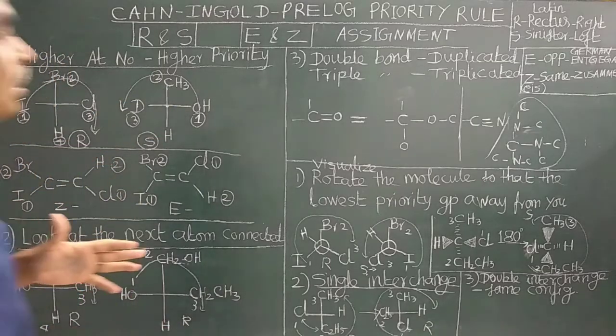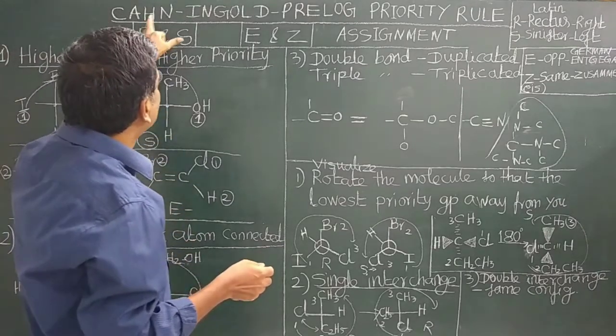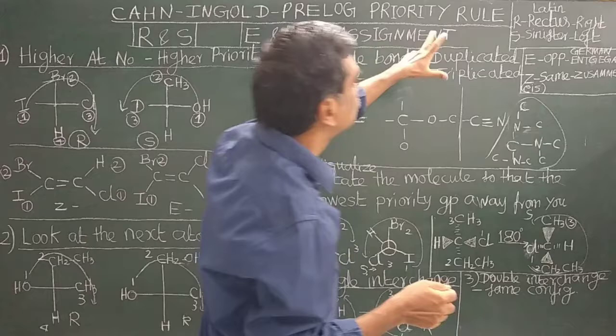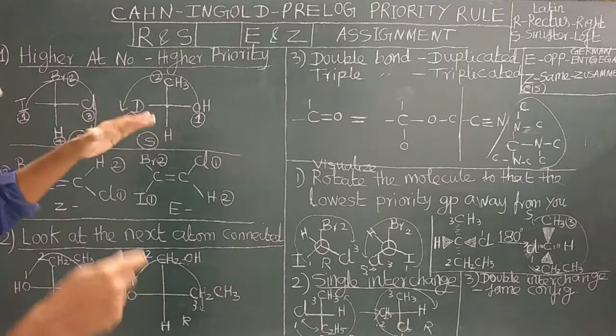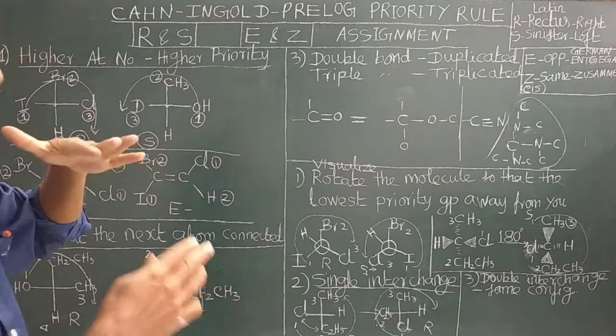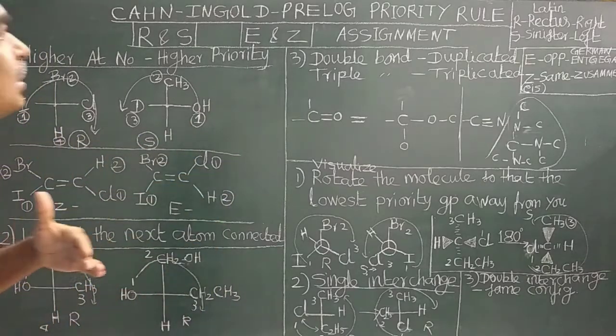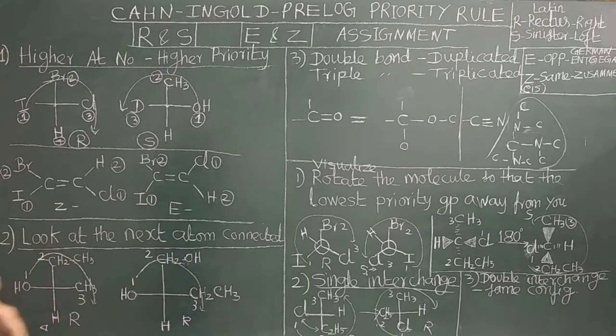There is a priority rule, a sequence rule, given by Cahn-Ingold-Prelog. Using these three simple rules, the configuration is assigned: the R and S configurations, and the E and Z configurations. Now, what are the rules? Let us understand the three rules.